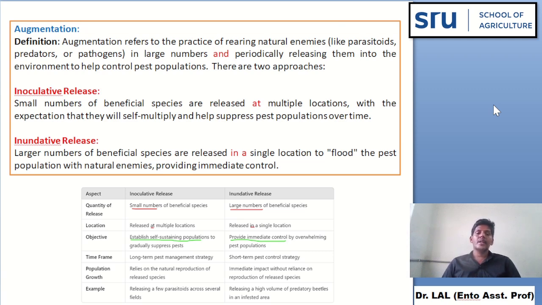In case of inundative release, a large number of beneficial species are released in a single location to flood the pest population with natural enemies and provide immediate control. In case of inundative release, management or control is expected from the repeated release itself.